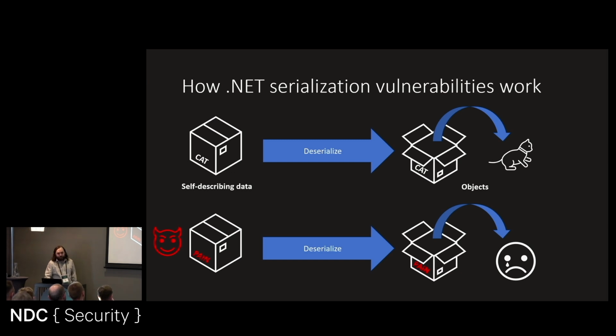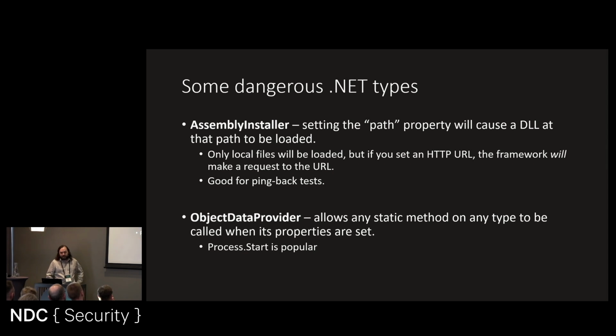If you want a bit more background on serialization exploits in general, I suggest the Friday the 13th talks from Black Hat 17. It's a pretty good primer. But as far as serialization gadgets go, there's a couple I'm going to use a lot in this talk. One is assembly installer. Assembly installer is a .NET type that has a property called path. When you set the path property, it just calls load library on the string you give it.